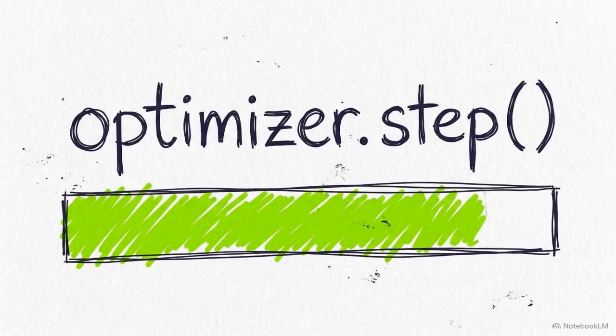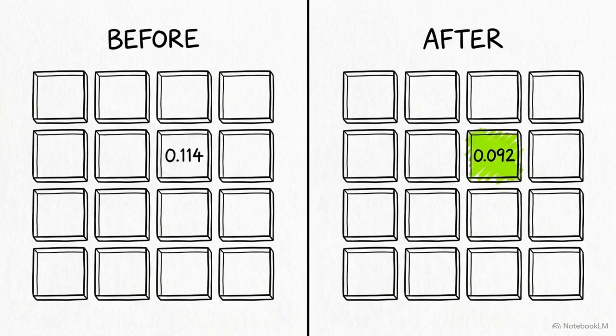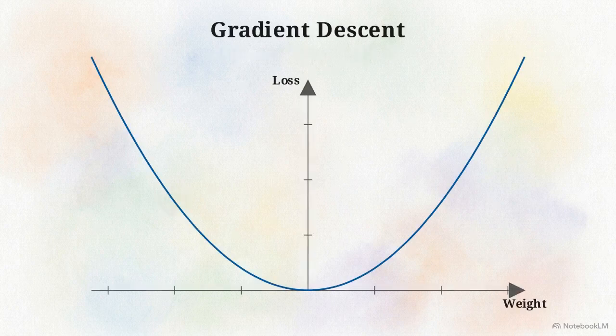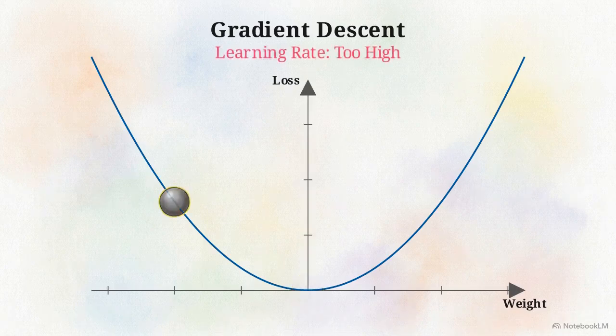Line 5 is optimizer.step. This is the moment the physical change happens. The optimizer takes those newly calculated gradients and directly adjusts the values inside the model's weight tensors. This visualizes gradient descent. The model evaluates its error position on the curve, seeking the lowest point. The learning rate restricts how far it steps down the slope.